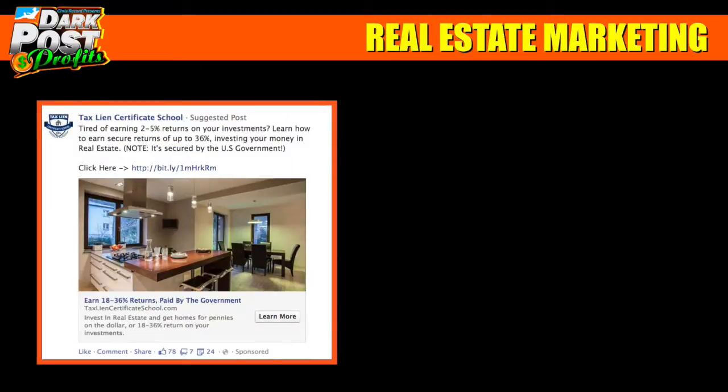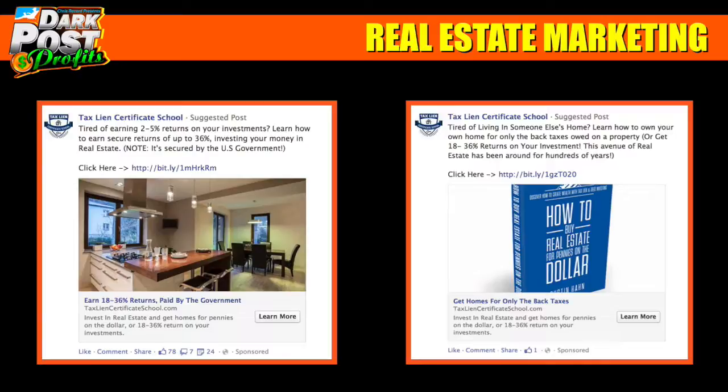Tax lien certificate schools, showing people kind of a different way to go about it. This is niche marketing. Targeting people from a different angle is another thing that works a lot. And here's another one from the same company, just a different version. Get homes for only the back taxes. So again, coming at people from a different angle, that's something that they haven't seen before. So these are just some examples, whether you're targeting owners or whether you're targeting people who want to buy a home, whether you're targeting investors or other agents, you name it.